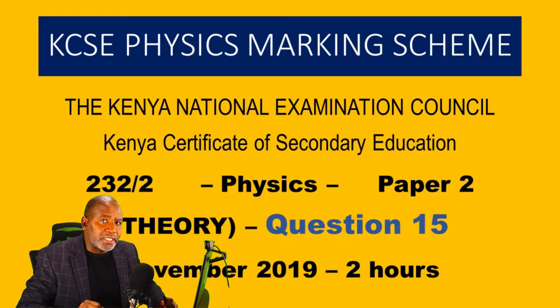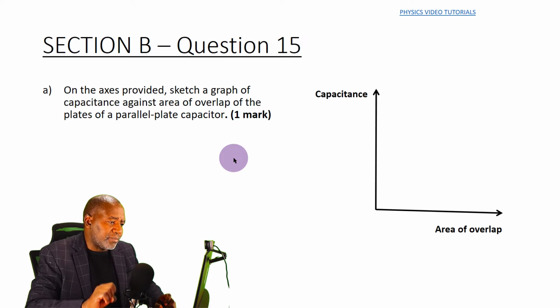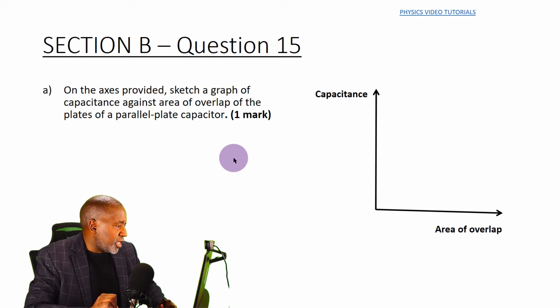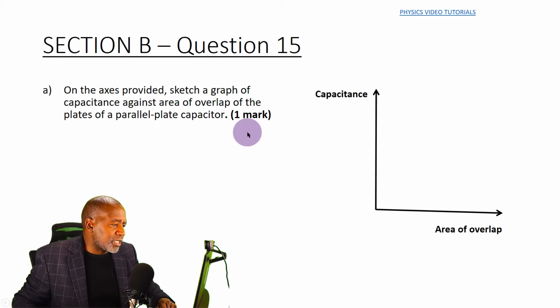So let's look at section B, and we start with question 15, which has got 11 marks. And we start with part A, where we are told, on the axis provided, sketch a graph of capacitance against the area of overlap of the plates on a parallel plate capacitor.